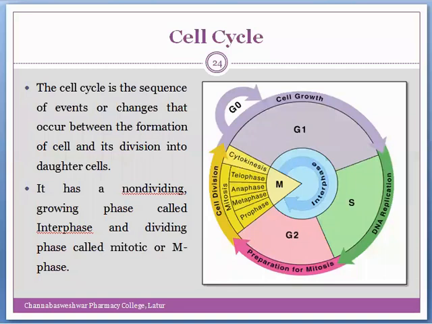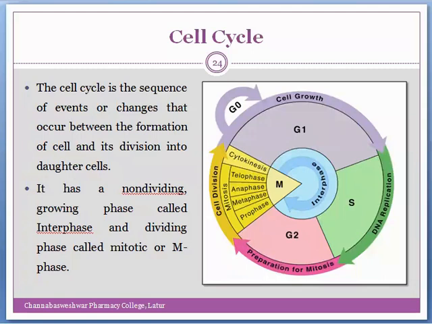So there is a sequence of events that occurs during that cycle. The cell cycle is the sequence of events or changes that occur between the formation of a cell and its division into daughter cells. Means the cell cycle consists of a series of events or changes that occur between the formation of a new cell and the formation of its daughter cells.